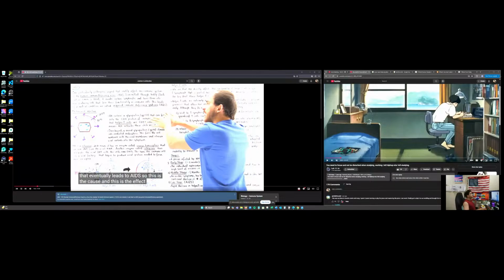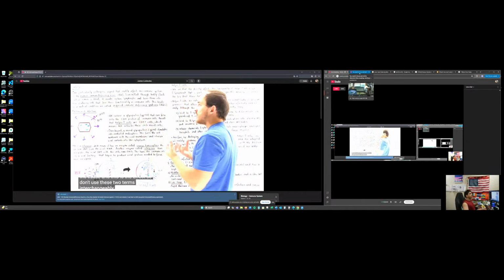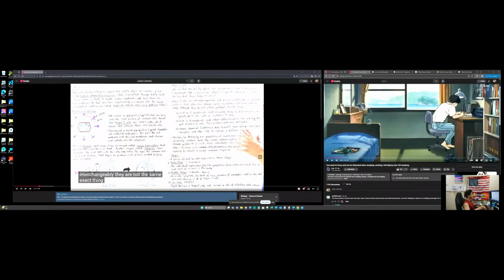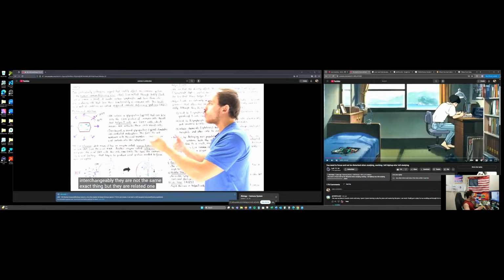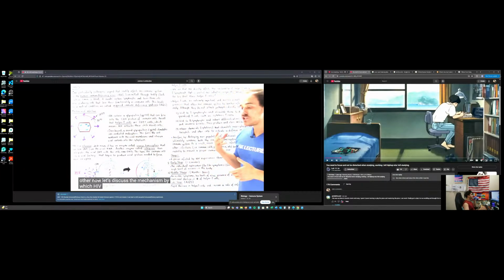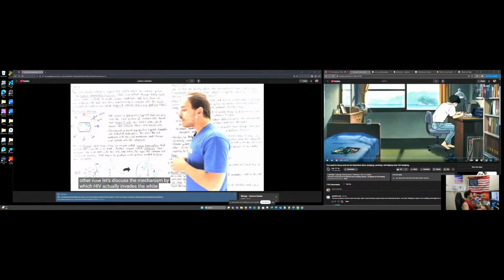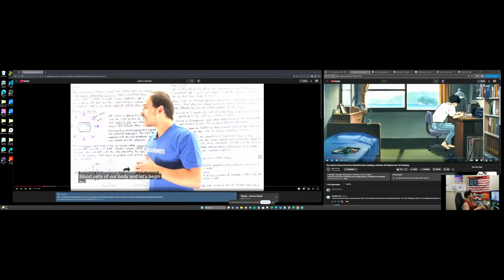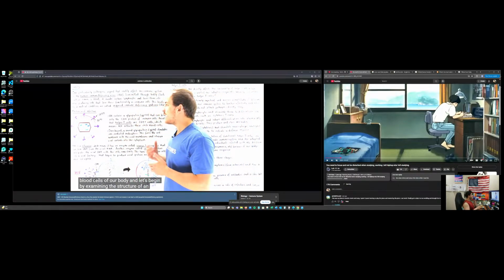And this is the fact. So don't use these two terms interchangeably. They are not the same exact thing, but they are related. One causes the other. Now, let's discuss the mechanism by which HIV actually invades the white blood cells of our body. And let's begin by examining the structure of an HIV agent.